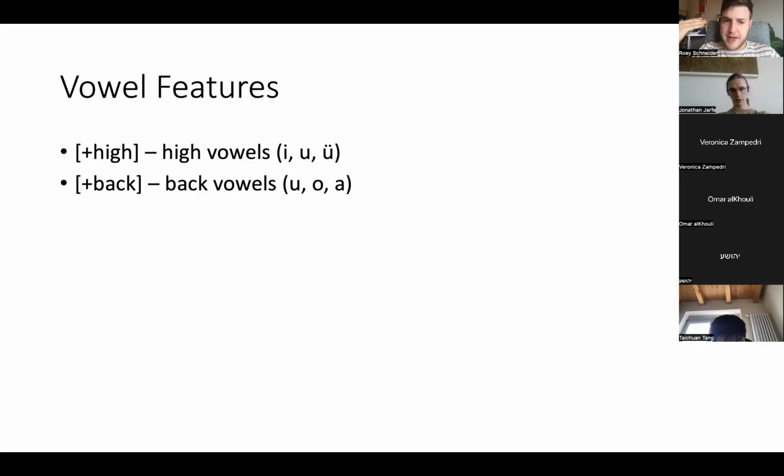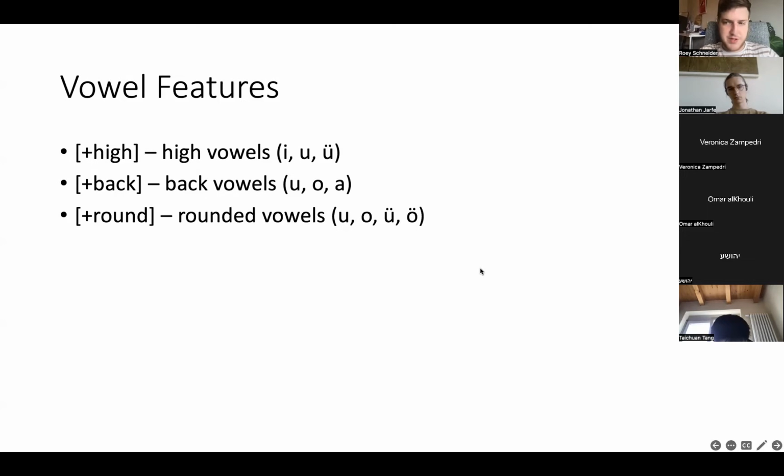And back vowels means that the highest point of your tongue is more back from the palate, like closer to the velar. So high back vowels are closest to the velars, and high front vowels are closest to the palate. Was that clear? I said velar instead of velum, but you'll forgive me.